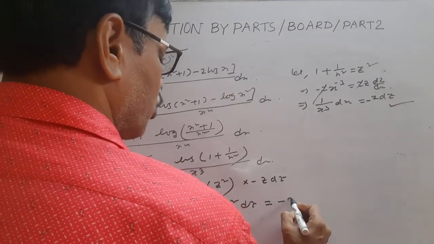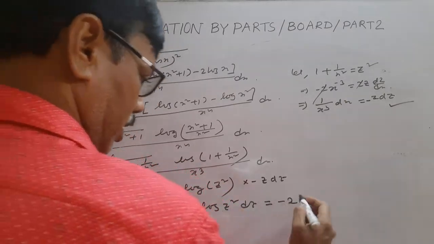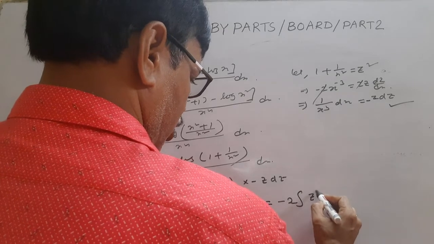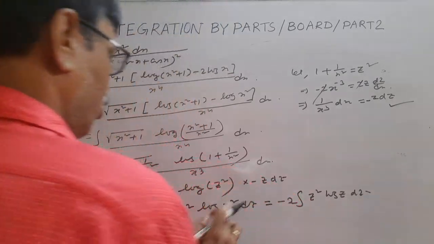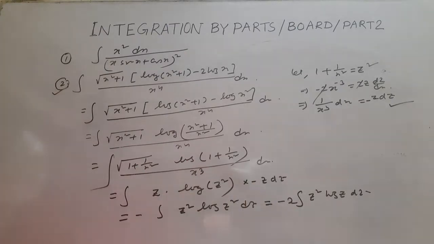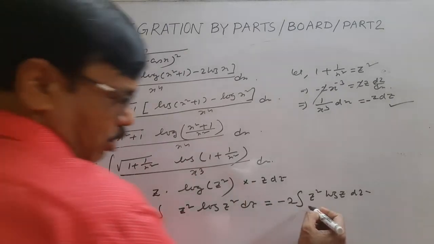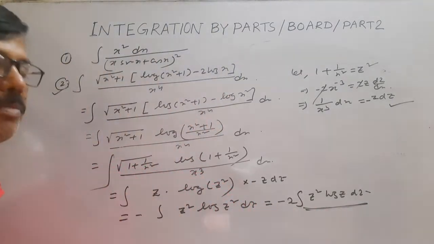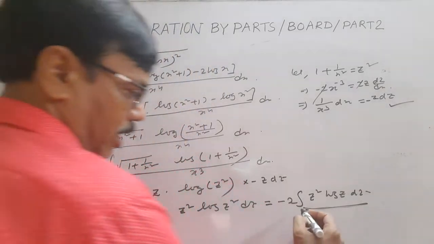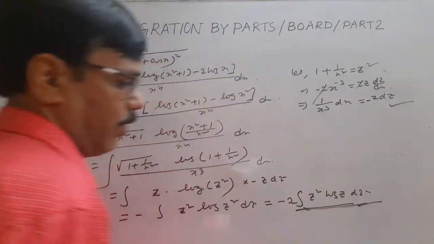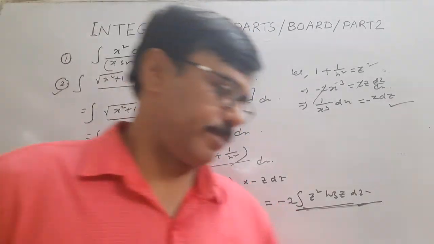So minus, this is 2 log z. So z square into log z into dz. 2 log z, so minus 2 outside. So we can integrate it by parts. So we complete the rest of the part.